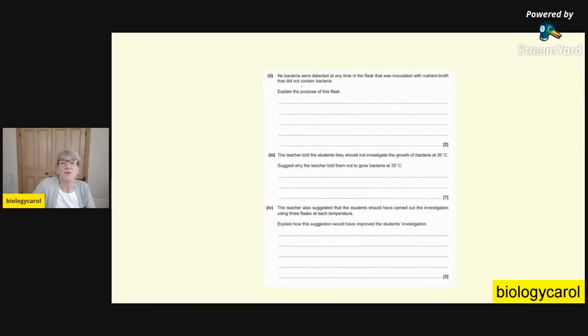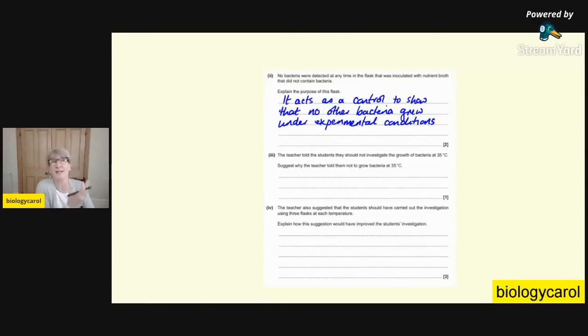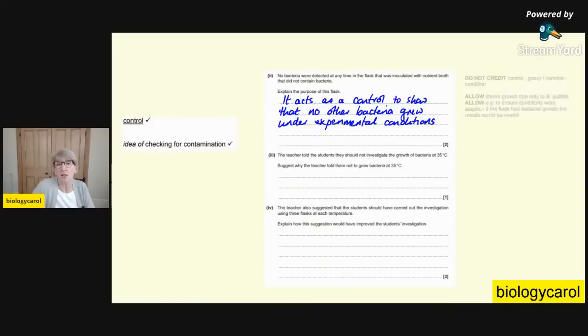Explain the purpose of flask C. Well, that was to act as a control. And it was fundamentally to show that there wasn't any contamination. I was basically saying that there weren't any extra bacteria growing under those experimental conditions. So here we go. Notice that it wasn't a control variable or a control group. It was a control, and I hope that is helpful.